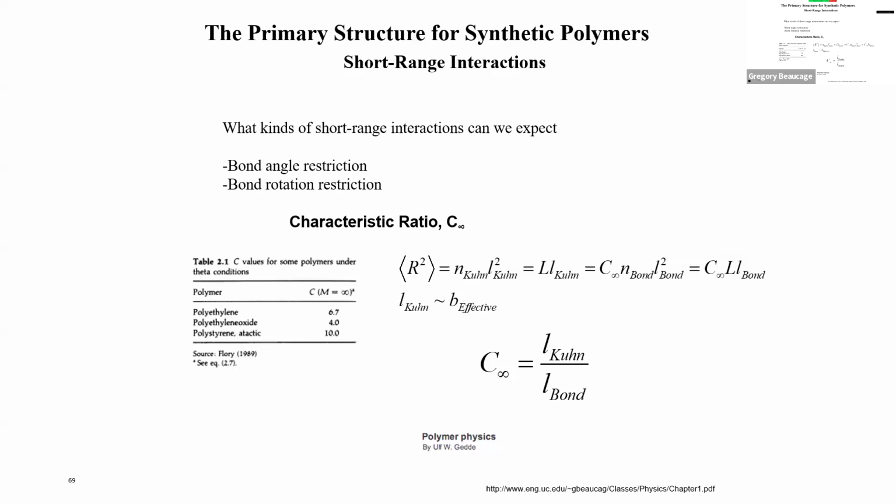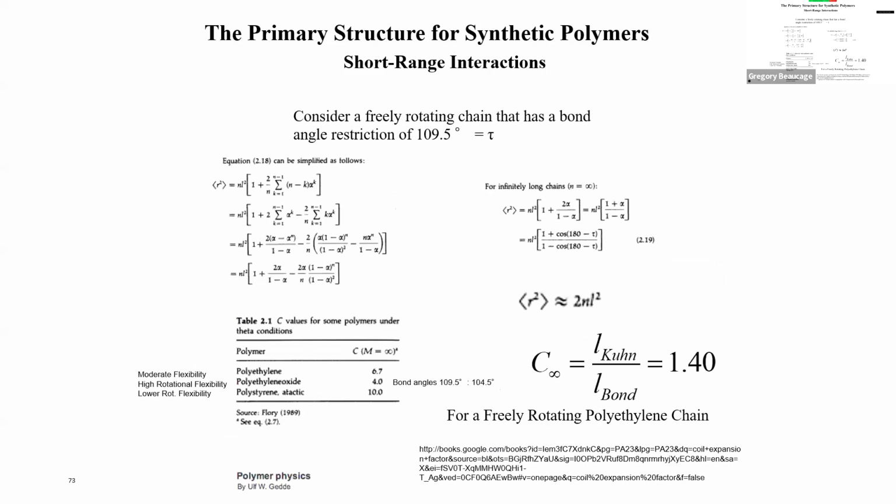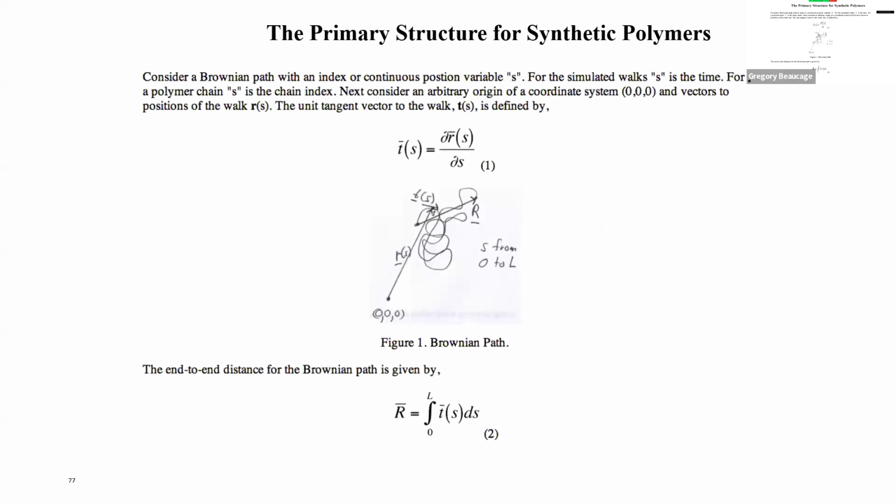How about the relationship between the Kuhn length and the persistence length? Generally the Kuhn length equals 2 times the persistence length. Yes, all right, so it's kind of simple to get that in a sense, right?